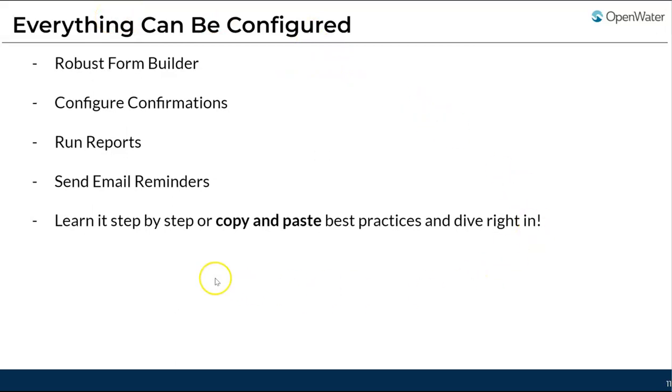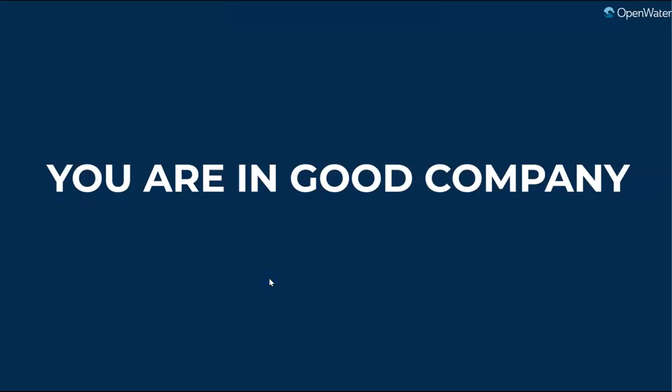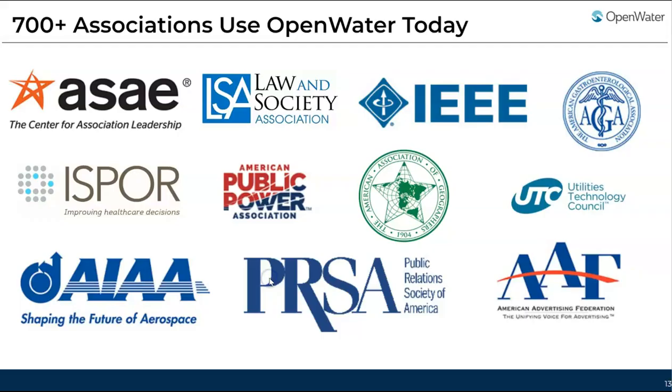You can get started through the platform. We have step-by-step guides on how you can copy and paste the best practices from other associations. Speaking of which, you're in good company. Over 700 associations use OpenWater today, including some of the largest. And of course, we're proud to be an ASAE partner.